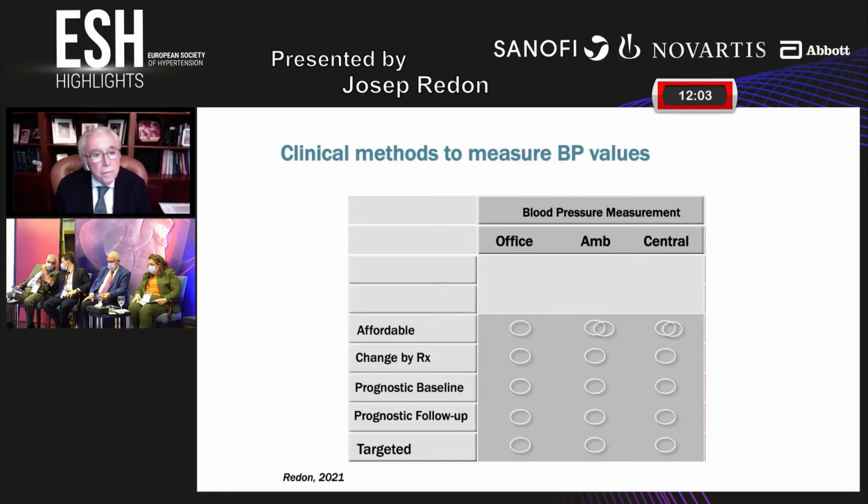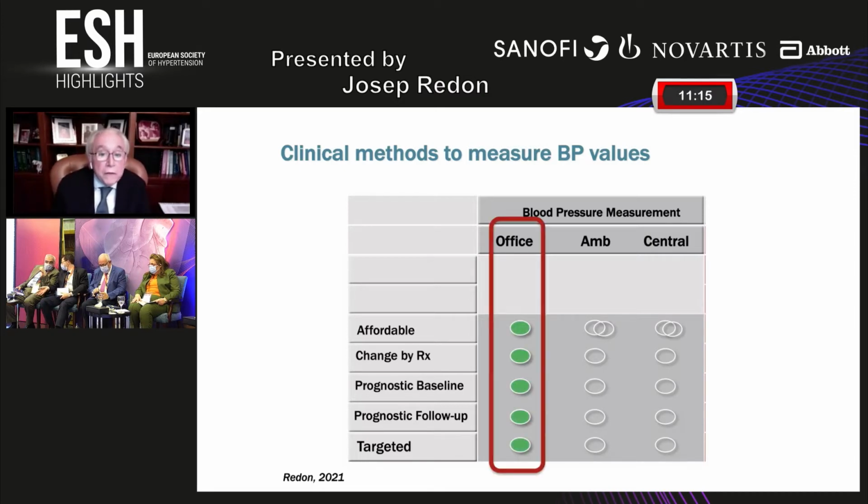First of all, it should be affordable for a problem like hypertension, which is quite common over the world. The values that we obtain should change with treatment. It should be possible to detect a change in treatment. It should give us prognostic value when we assess patients the first time we see them, the first time we are diagnosing them. It should give us prognostic value during follow-up, where changes in follow-up also give us changes in prognosis. And finally, and I think one of the most important, if we target these values obtained in office, ambulatory and central, we should get more benefit than targeting one against the others.